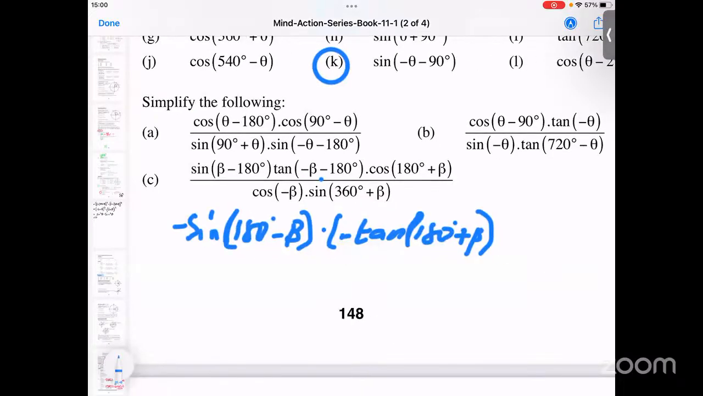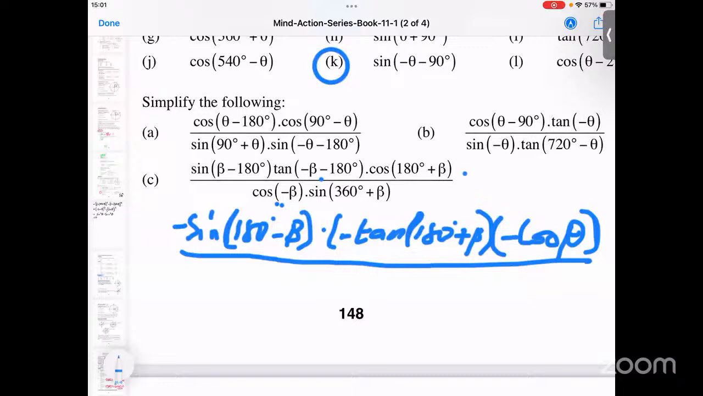And then what about C? That one? Because it's in quadrant 3, it becomes negative cos beta. Yes, that one, okay, negative cos beta. And then that one, because it's a negative angle, it becomes cos beta, yes, because of the quadrant in which it falls. Okay, then the next one. Because it's 360 plus beta, it becomes sin beta. Sin beta, yes.